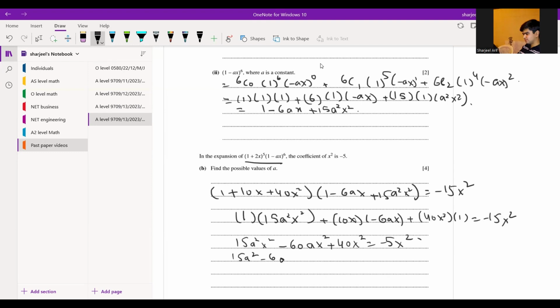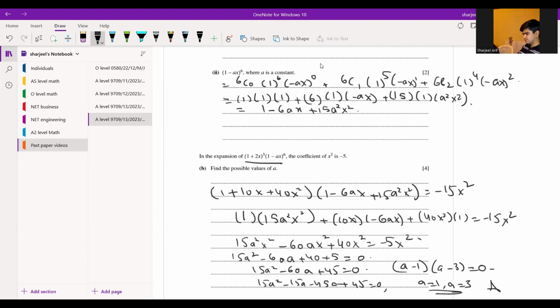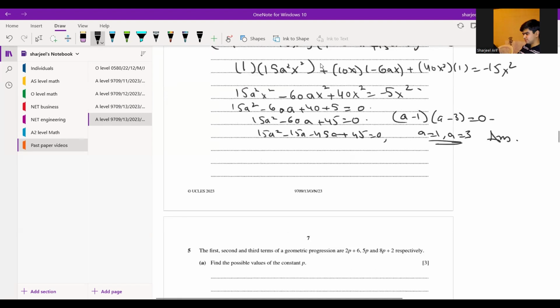The simplified form will become like this, 45. So 15a square minus 60a plus 45 will be equal to 0. We will have to make the factors. So it will be 15a square minus 15a minus 45a plus 45 equals to 0. So the two factors will be a minus 1, a minus 3 equal to 0. So a equal to 1 and a equal to 3 are the two answers.